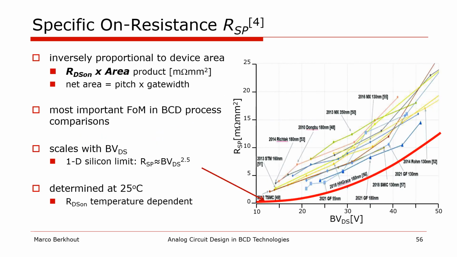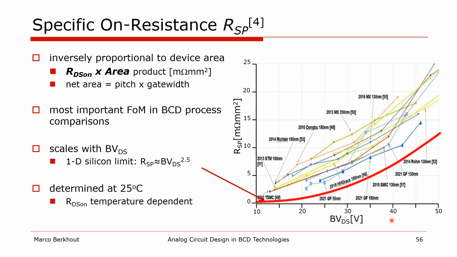The on resistance depends on device size. When I connect two devices in parallel, I get a device with twice the area but half the on resistance. This means that the product of on resistance and area is constant for any device type. The product of RDS on and area is called the specific on resistance and is the most important figure of merit when comparing BCD technologies between wafer fabs, such as shown in the figure on the right.